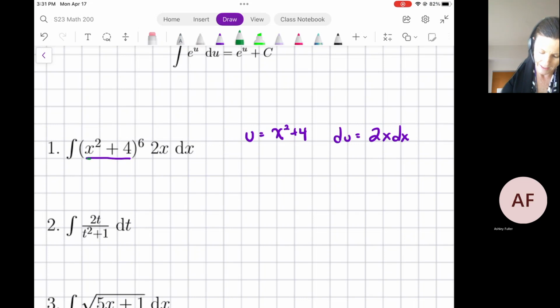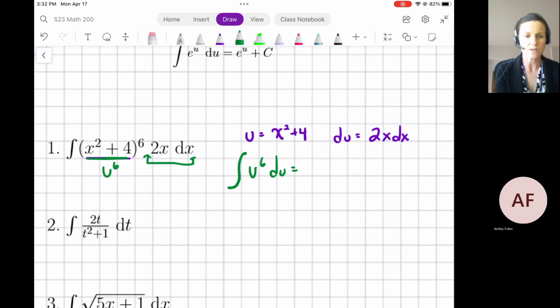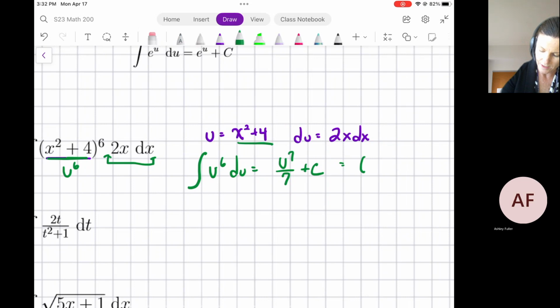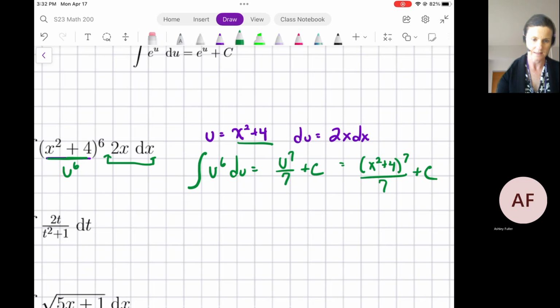You'll notice now that we have u to the 6th power, and then this creates du. We can rewrite our integral now to be u to the 6th du, which applies to the rules that we already know. Our integral becomes u to the 7th over 7 plus c, and then we substitute back in the value that we chose for u, getting (x squared plus 4) to the 7th over 7 plus c.